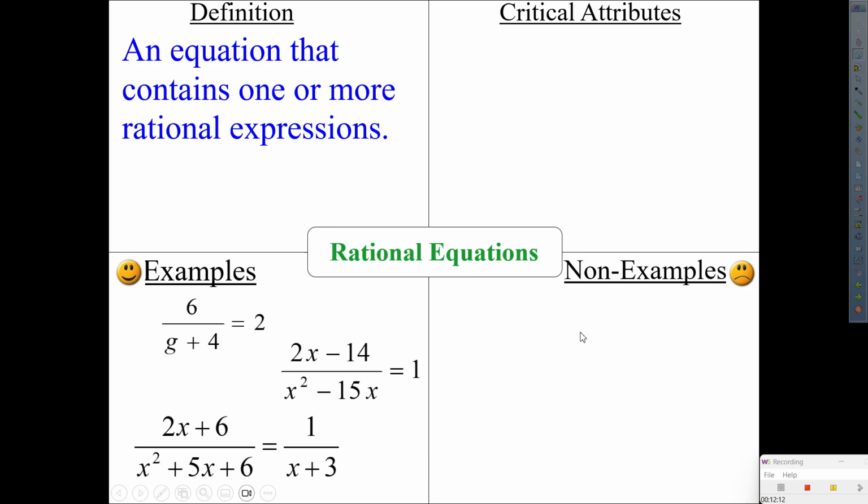So it should look something like this. Copy those. 6 over g plus 4 equals 2. 2x minus 14 over x squared minus 15x equals 1. 2x plus 6 over x squared plus 5x plus 6 equals 1 over x plus 3. All those are rational equations because, according to the definition, they are equations with an equal sign, and they contain one or more rational expressions. Here's one, here's another, and this one has two of them.